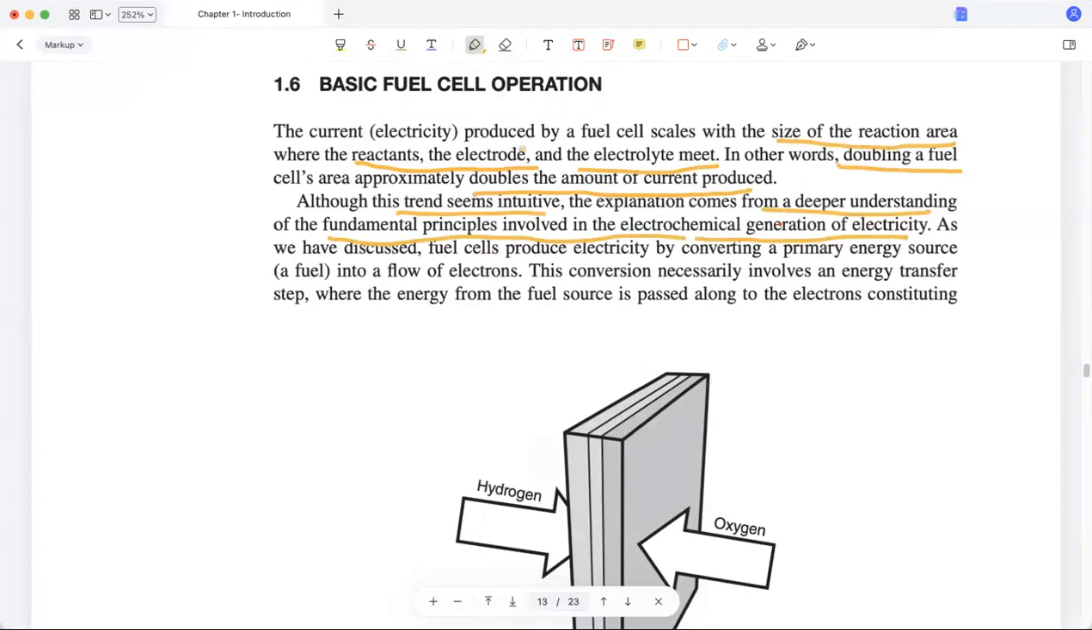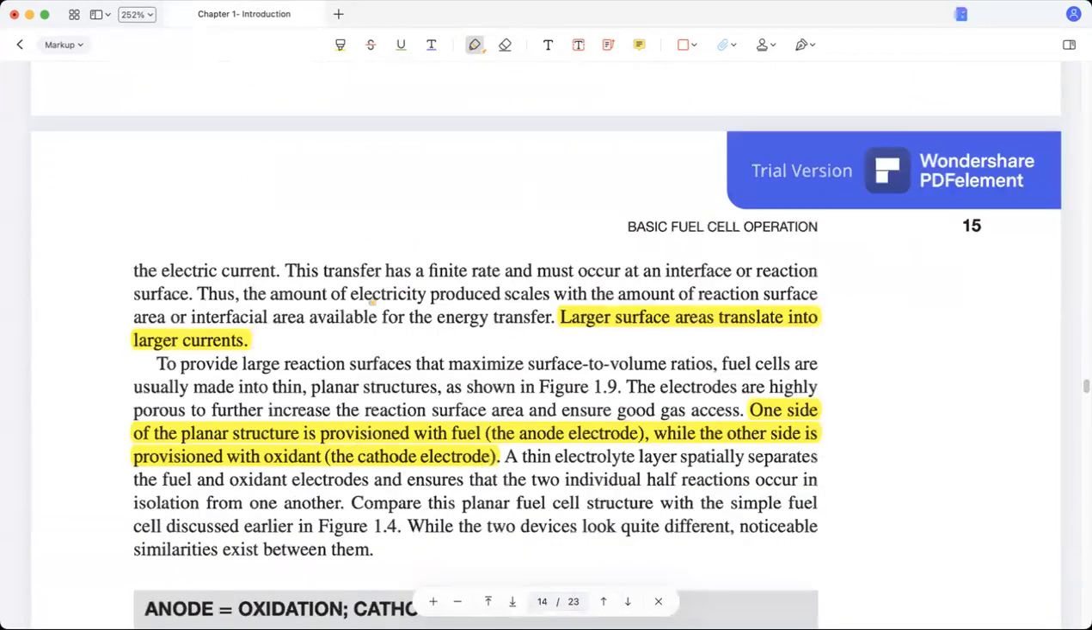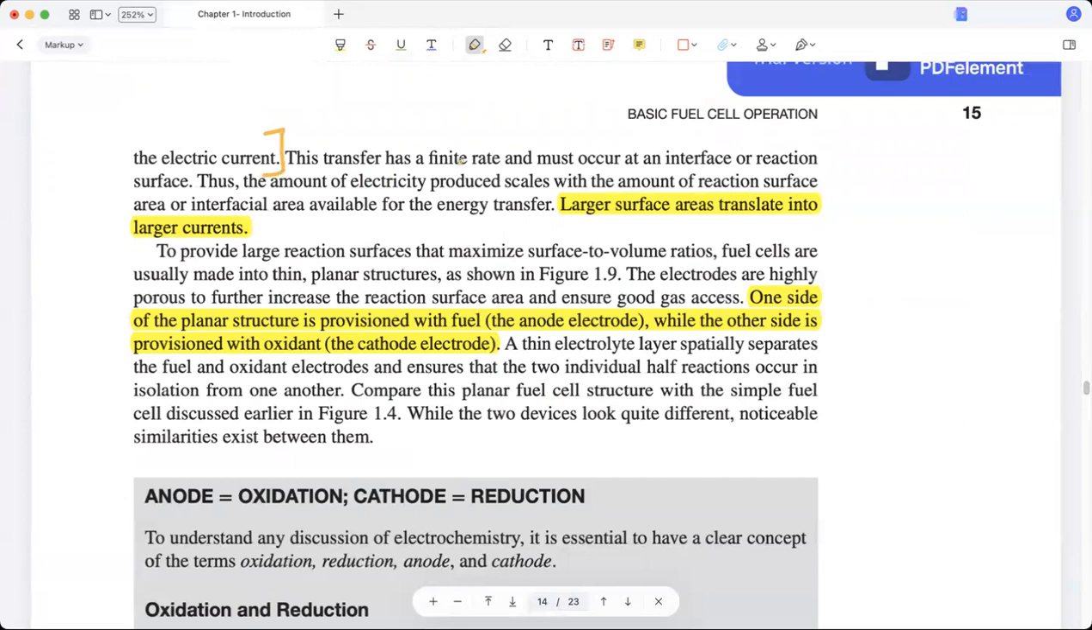generation of electricity. As we have discussed, fuel cells produce electricity by converting a primary energy source, which is a fuel, into a flow of electrons. This conversion necessarily involves an energy transfer step where the energy from the fuel source is passed along to the electrons, constituting the electric current. This transfer has a finite rate and must occur at the interface or reaction surface. Thus, the amount of electricity produced scales with the amount of reaction surface area or the interfacial area available for the energy transfer. Larger surface areas translate into larger currents.